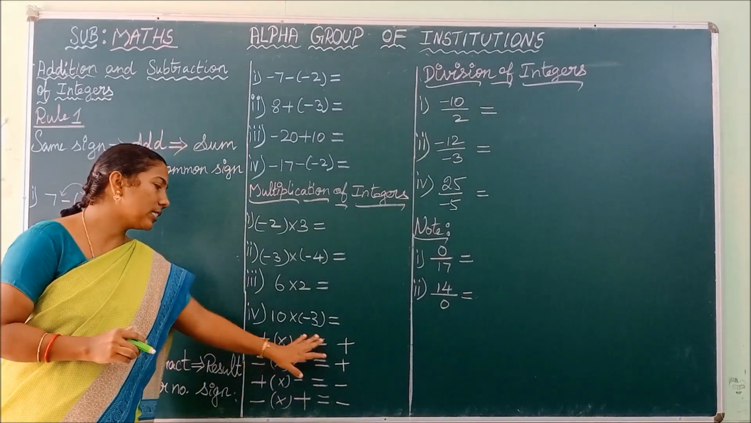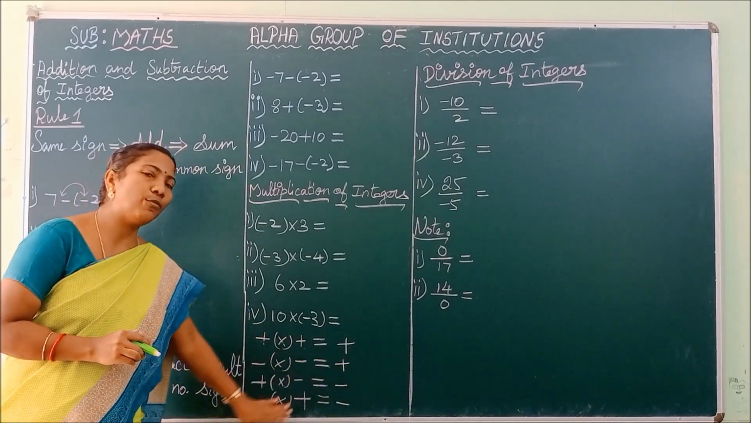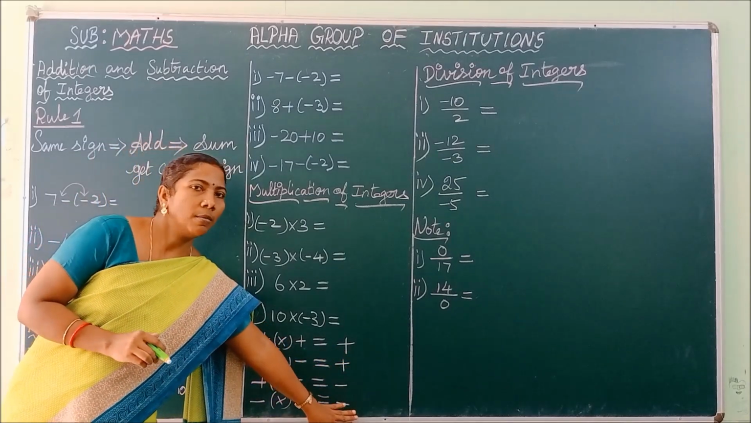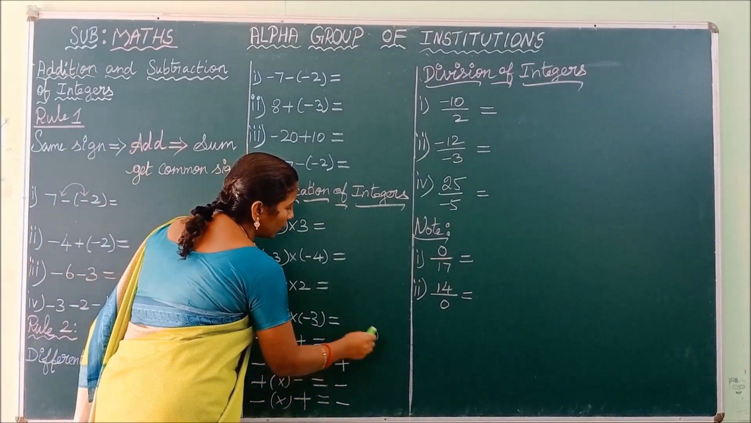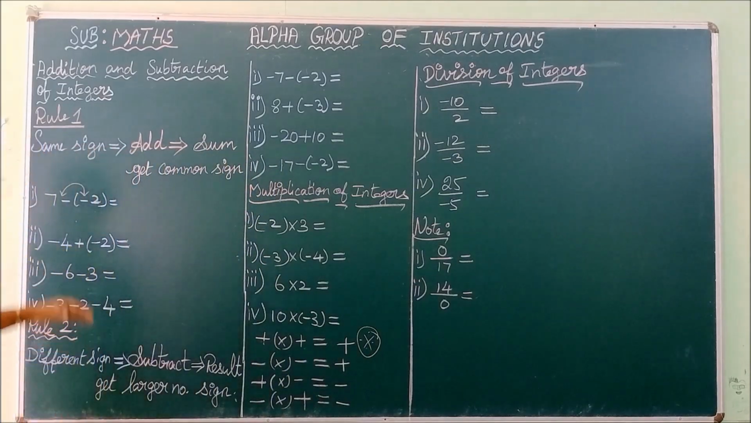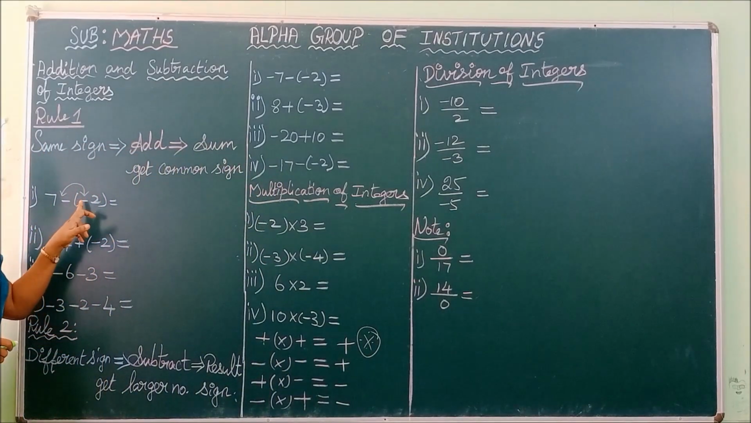If you multiply the same sign, you get the answer positive. If you multiply different signs, you get the answer negative. Okay. Keep this in your mind. Remember these multiplication rules. These are very important. Now we are going to remove the bracket. How do you remove the brackets? By multiplying the symbols inside and outside the bracket.